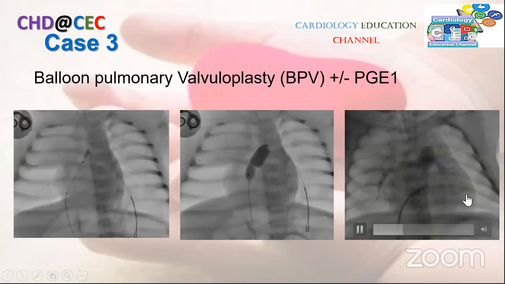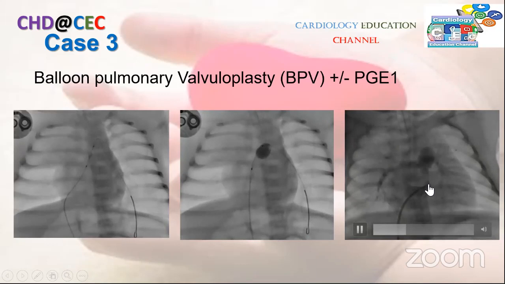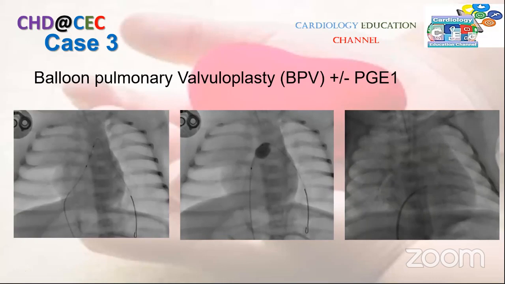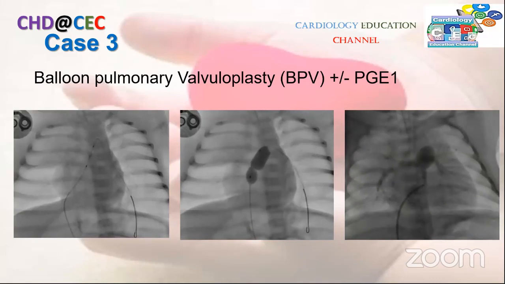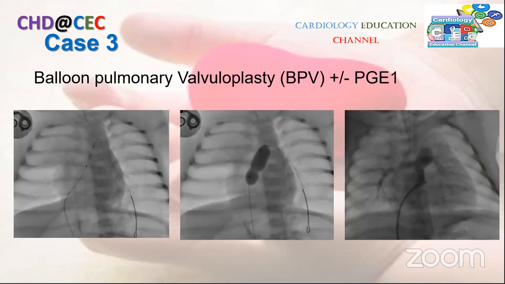And here is a final angiogram. As we mentioned, we have a dynamic subvalvular component in this angiogram, which can continue for a while and needs fluid management, or some people will give beta blockers for these cases.